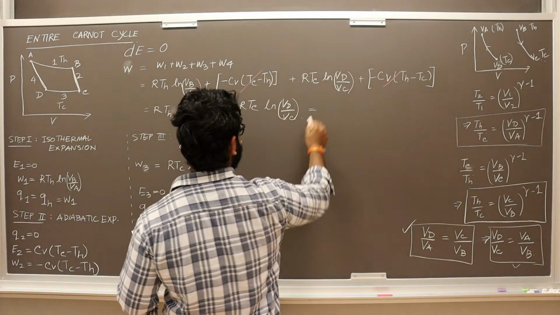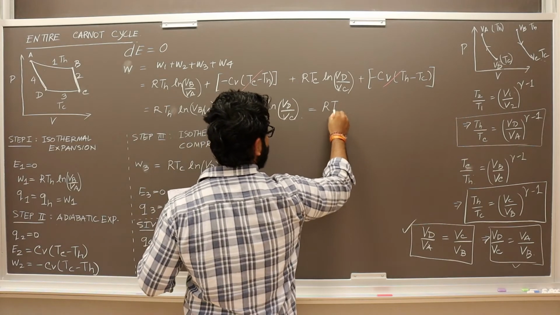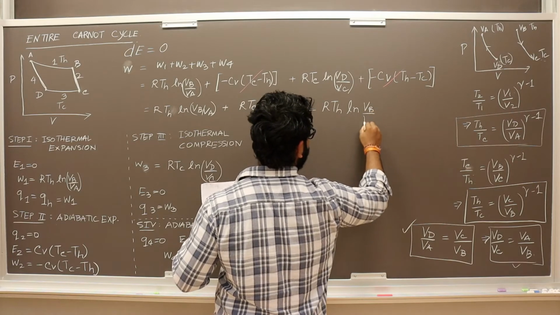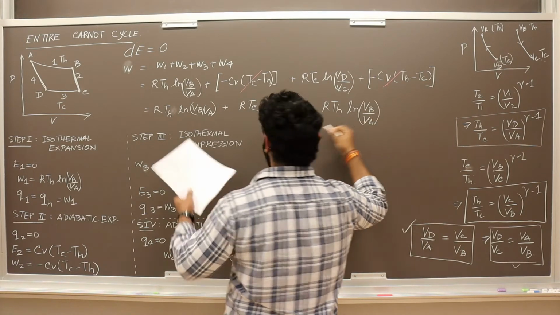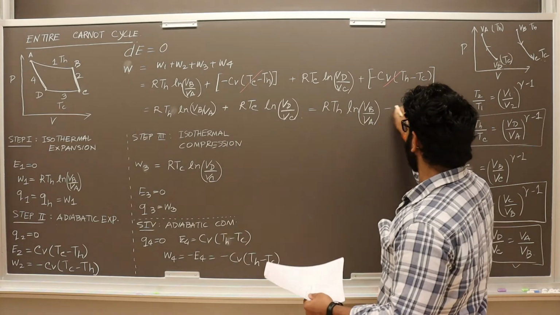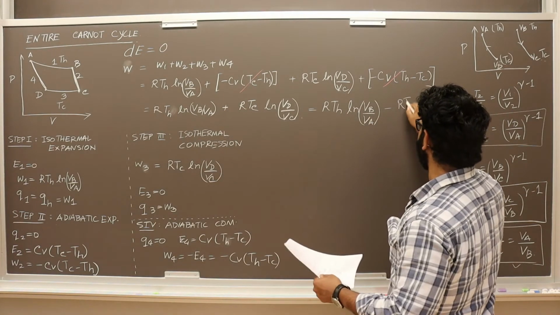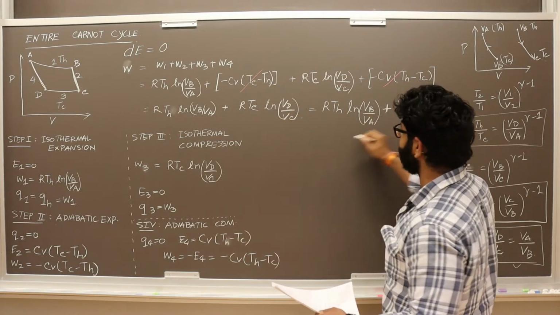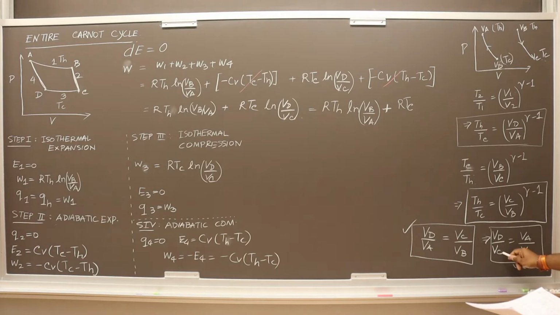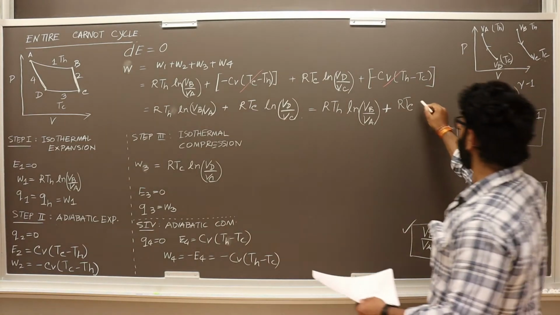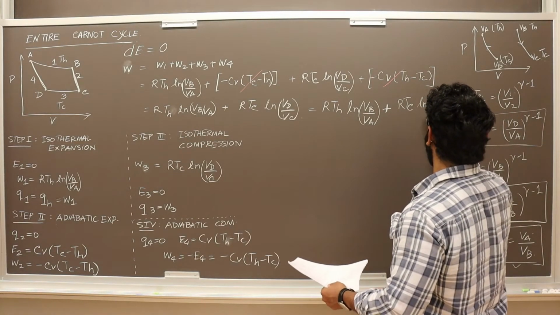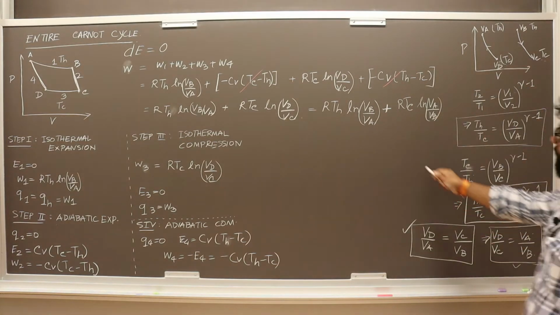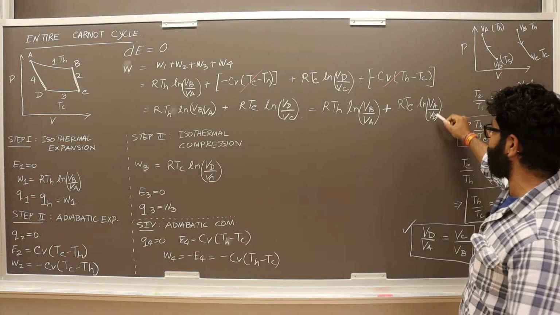Okay, so this then becomes R Th ln Vb by Va, which was as it is, minus this becomes RTc. So this is plus, sorry, this is plus RTc ln Vd by Vc. So Vd by Vc is equal to Va by Vb. Now you see that this is interchanged in these two.